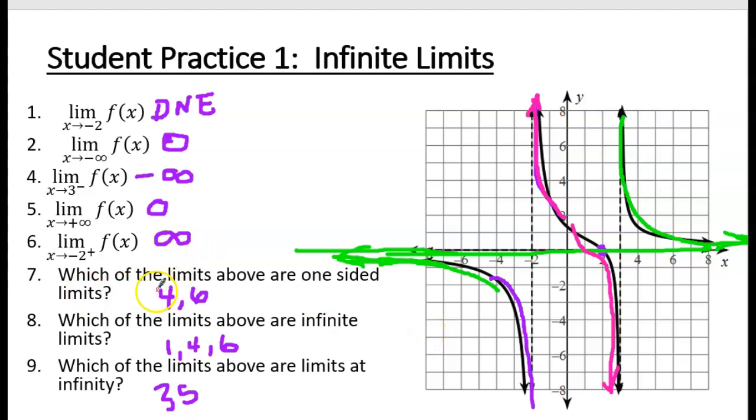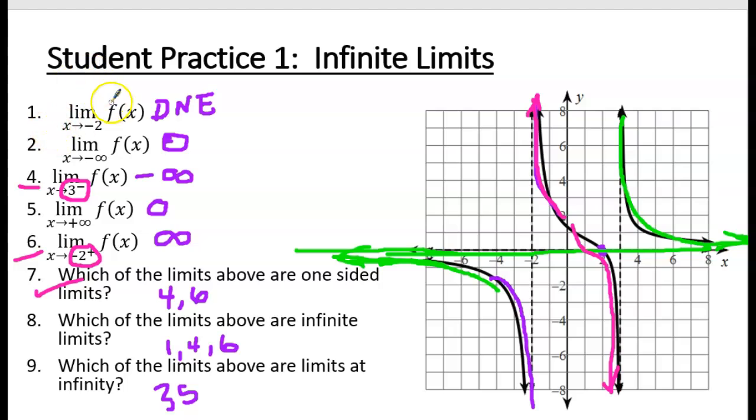Now number 7 is asking us which of the limits above are one-sided limits. Those are the ones where you have a number with either a plus or a minus in the corner. So that would be the ones that we did for numbers 4 and 6. Which of the limits above are infinite limits? Infinite limits are the ones that have infinity for an answer. So that would be numbers 4 and 6.